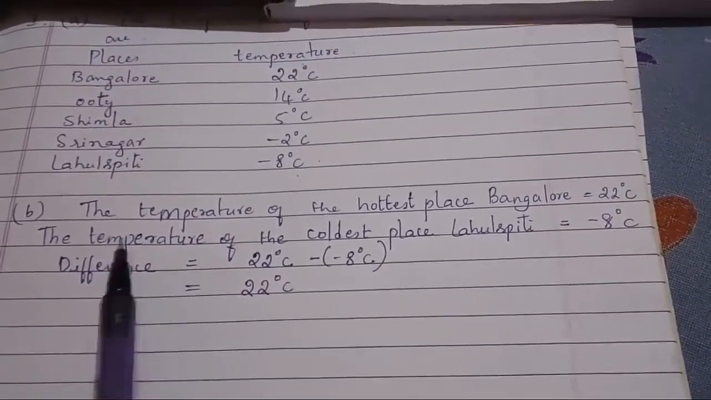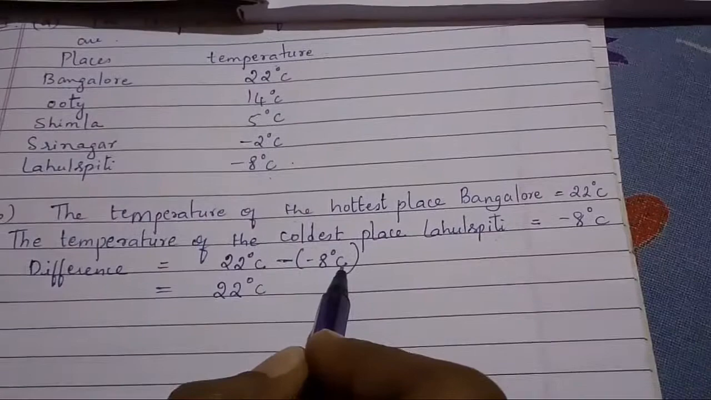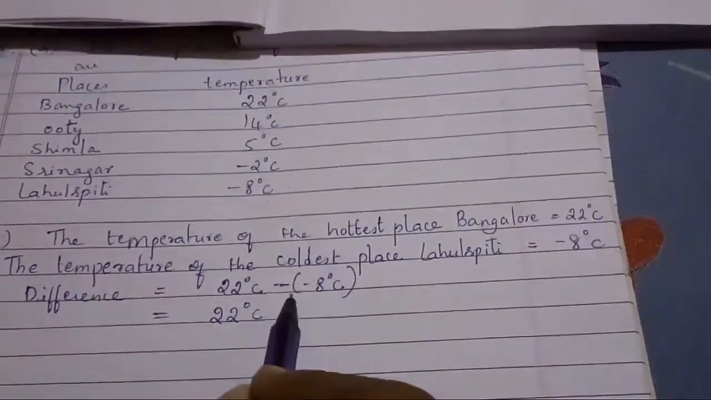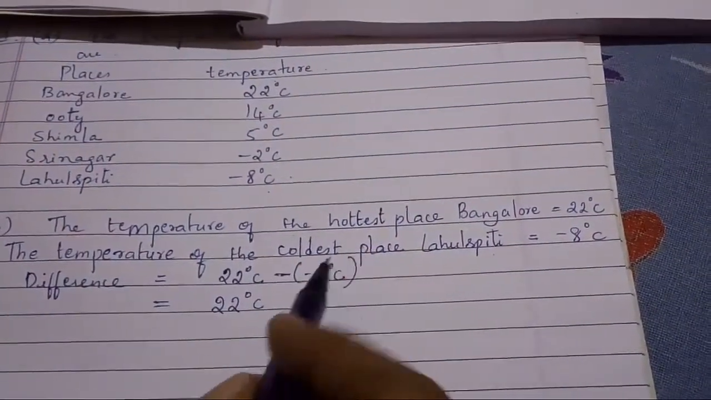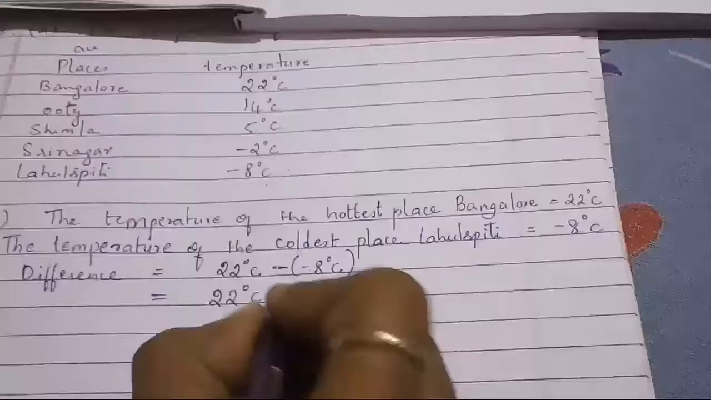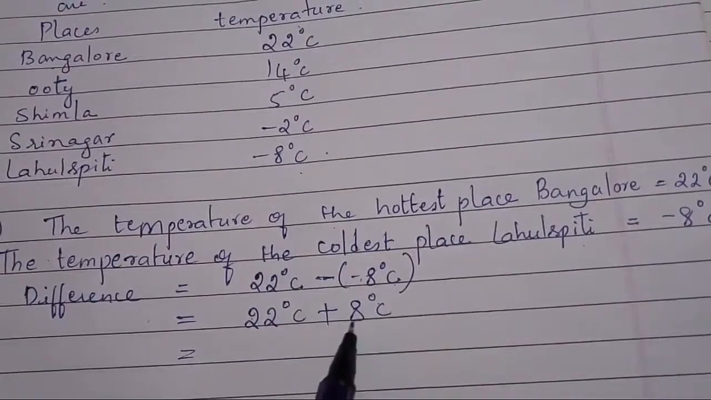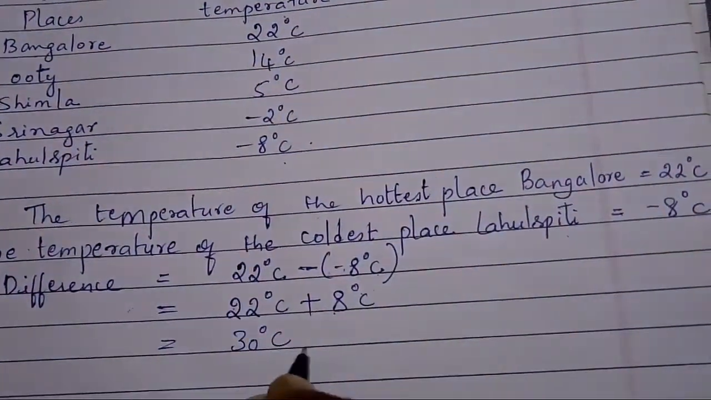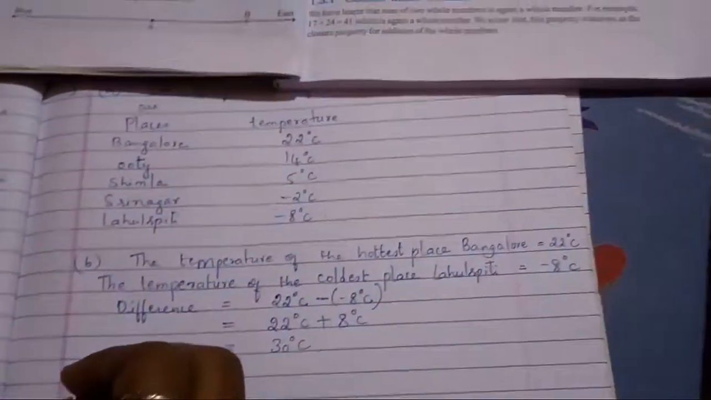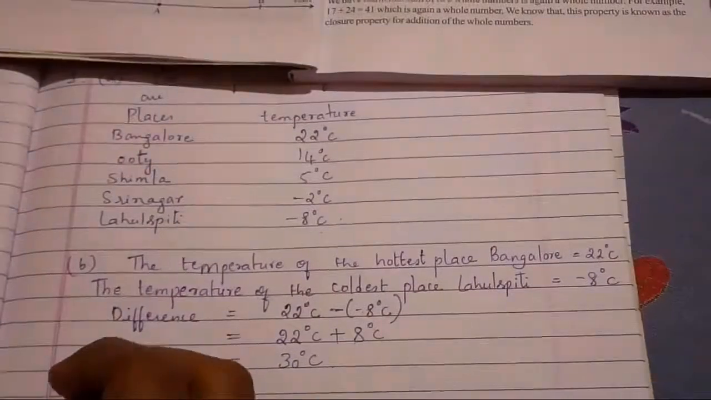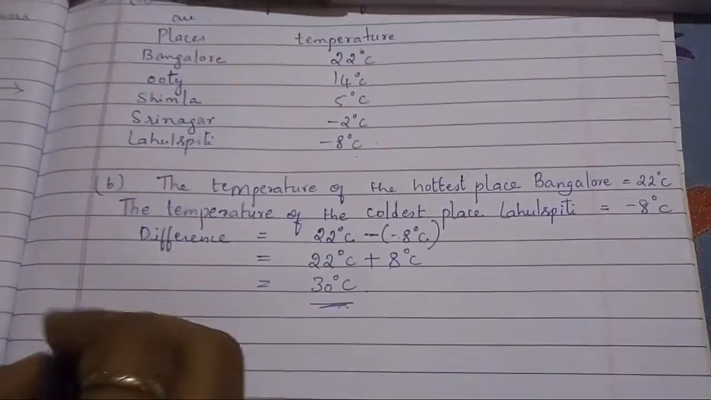I take the difference: 22 degrees Celsius minus of minus 8 degrees Celsius. I put a bracket for this because it is negative. So minus into minus is plus 8 degrees Celsius. Now add these two: 22 plus 8 is 30 degrees Celsius. Therefore, the difference between the hottest and the coldest place is 30 degrees Celsius.